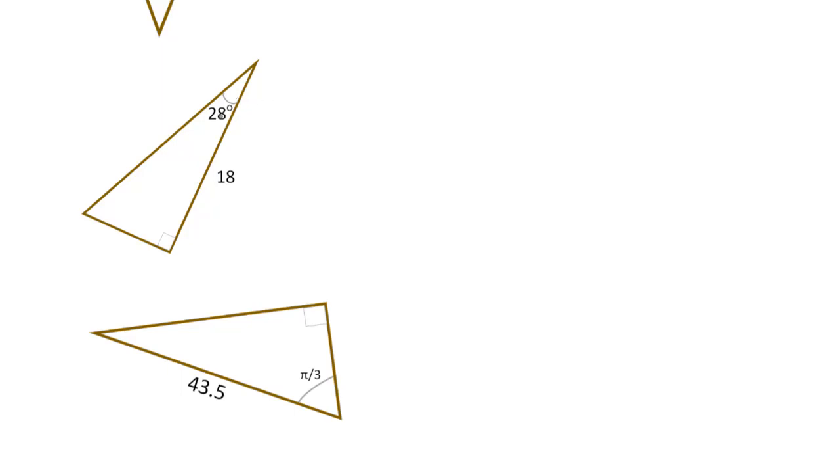So if I know that 28 is one of my angles, I also know that it's a right triangle because of the little square in the corner, then I can figure out what this angle is based off the fact that 90 plus 28 degrees is 118 degrees. So I'm missing one angle. If I take 180 degrees and subtract 118 from it, this angle right here, the missing one that we didn't know, is 62 degrees.